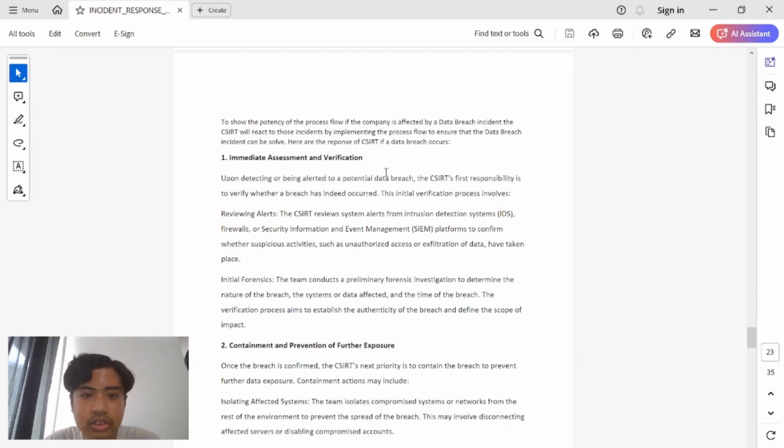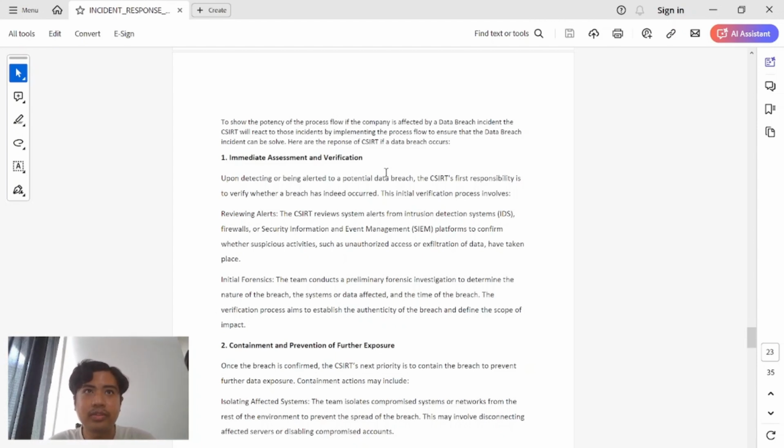Next is to show the potency of the process flow. If the community is affected by a data breach incident, the CSRT will react to those incidents by implementing the process flow to ensure that the data breach incident can be solved. Here is the response of the CSRT if a data breach occurs.